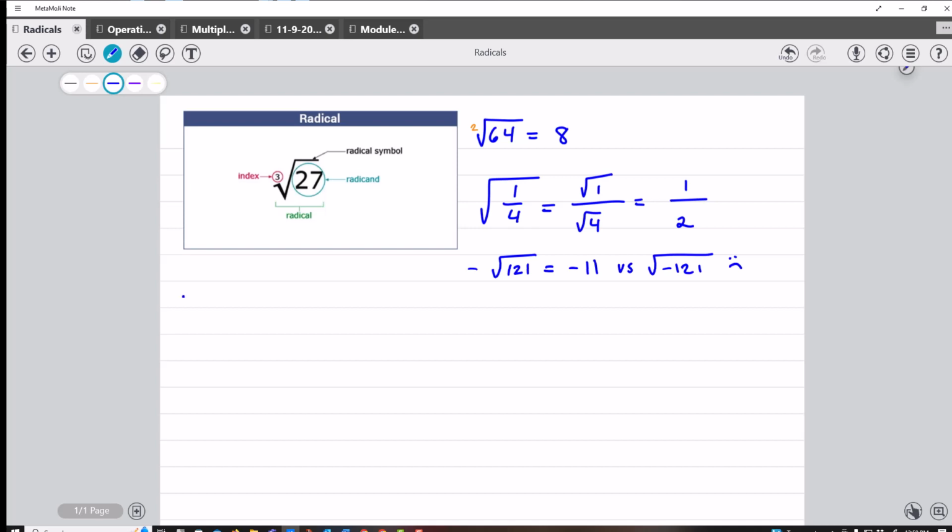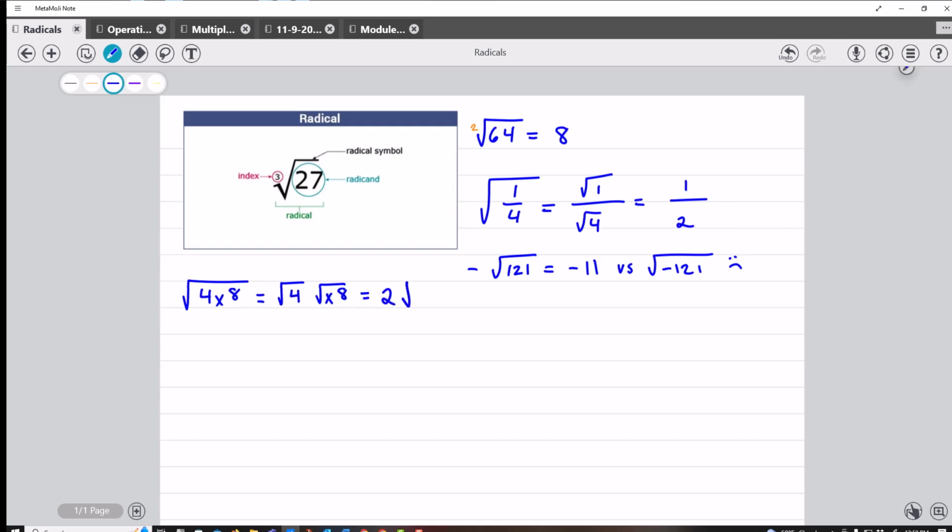As you could probably guess, we're going to throw in some variables. Because of the product rule, you can actually separate these, and you could rewrite them as the square root of 4 times the square root of x to the 8th. I can show you 2 ways to work this. So we know the square root of 4 is 2.